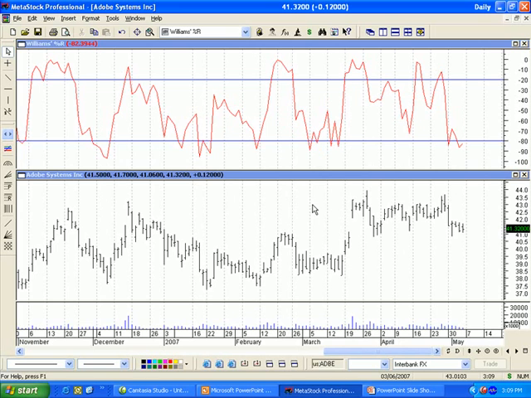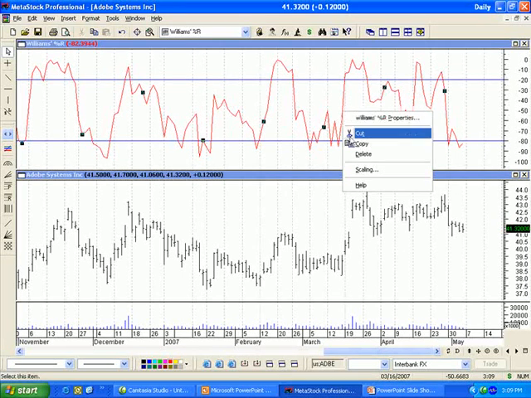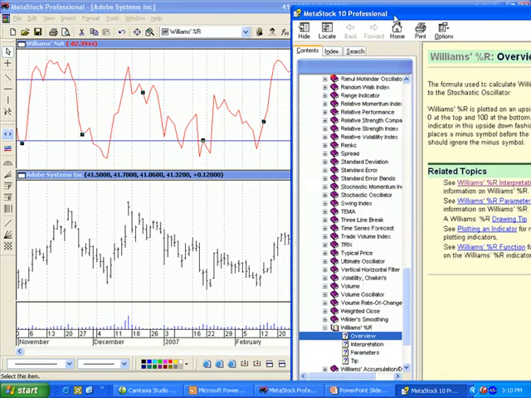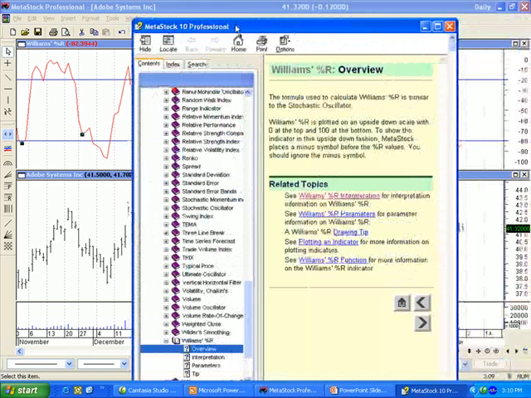Inside the MetaStock program, just remember that if you ever have any questions about a particular indicator or anything else on the screen, all you have to do is remember to right-click on the particular item and choose help. Because inside the MetaStock program, you'll find that the help is extremely well done, and there is plenty of help for you just a click away.